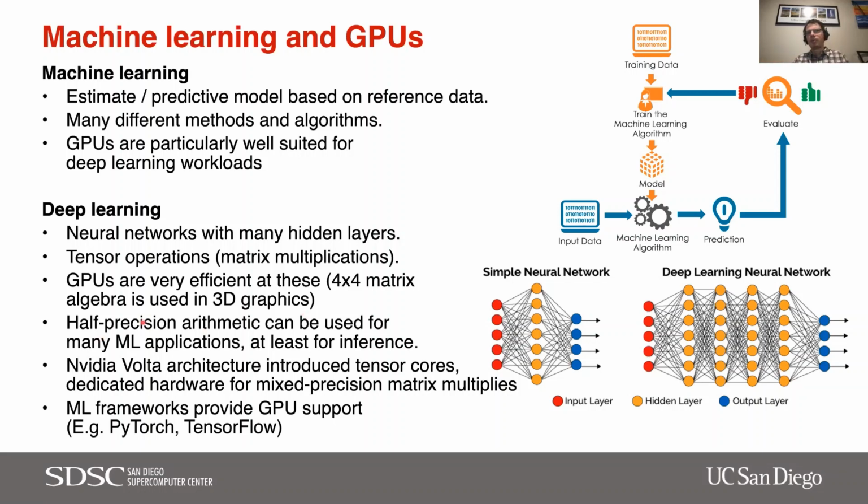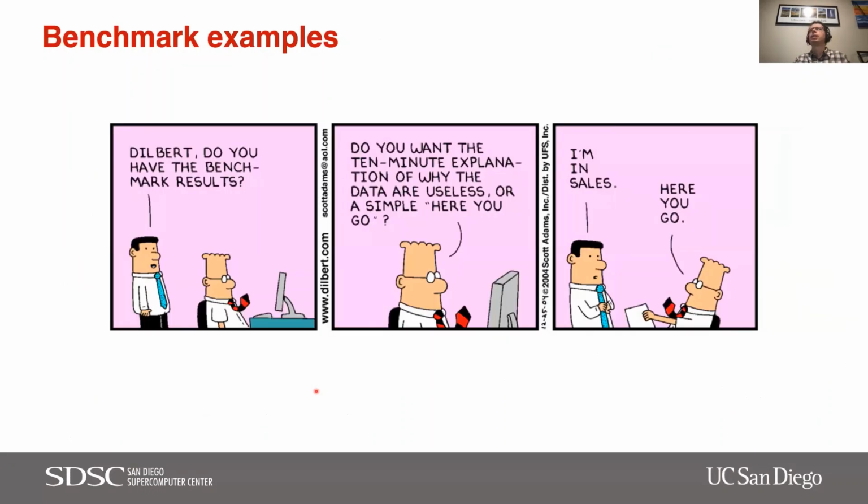And then half precision arithmetic can be used for many machine learning applications, right? So that's why half precision was implemented. And now we have the specific tensor cores that literally in hardware speed up those tensor operations. And the machine learning frameworks provide GPU support out of the box. You just have to tell PyTorch or TensorFlow that you want to use the GPU, and they will compile your neural network for execution on the GPU. And you don't really need to know much about GPUs.